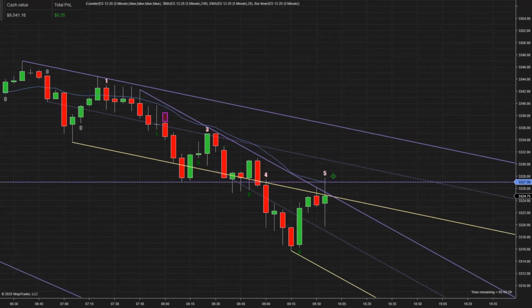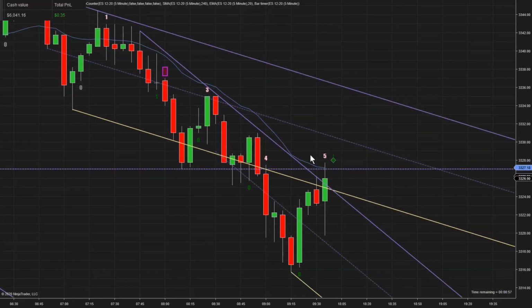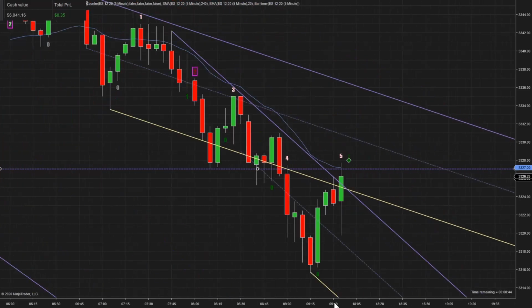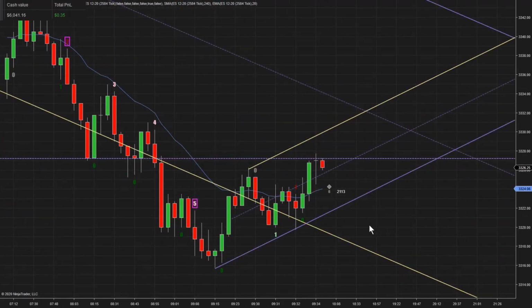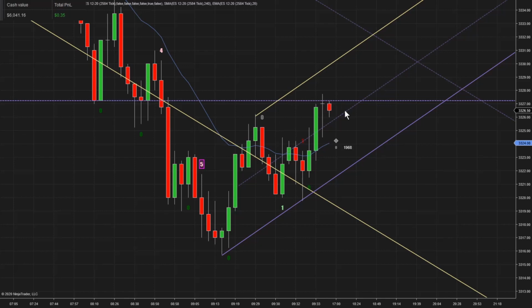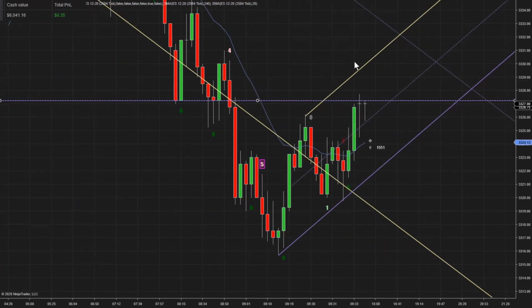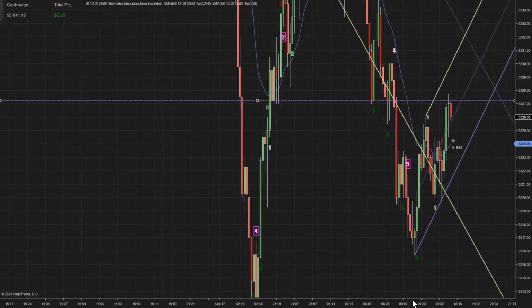Engulfing bar on the 5-minute. Still respecting this. About 1 more minute left on this candle. See if it closes above. 20 EMA still here to provide resistance. This gap here still here to provide resistance. Okay, this is a good place for it. It hasn't reached this upper channel yet, but it did hit its head on this gap support, or gap resistance, now.